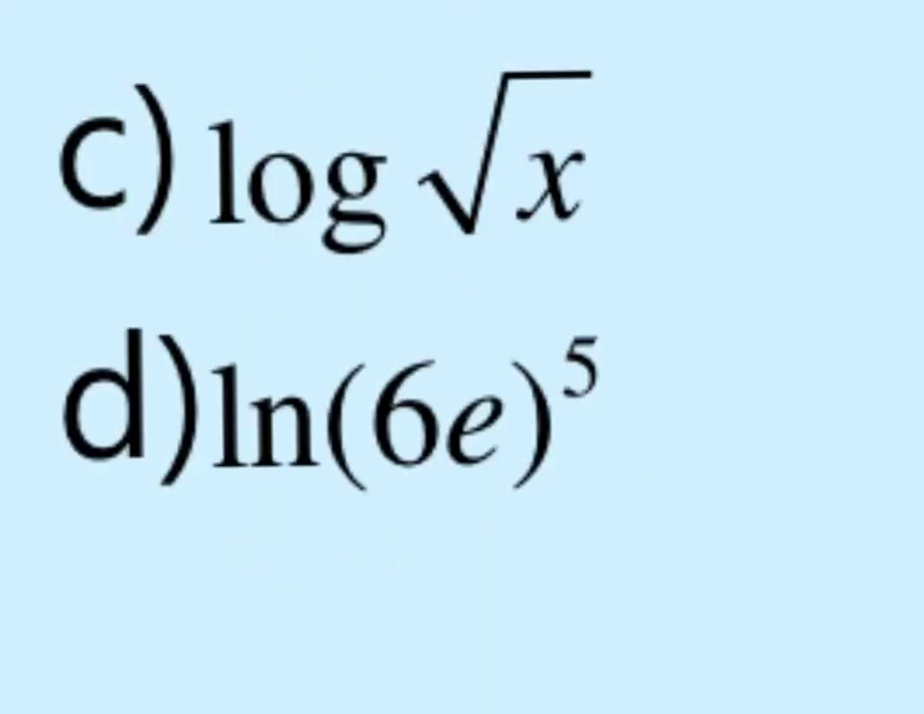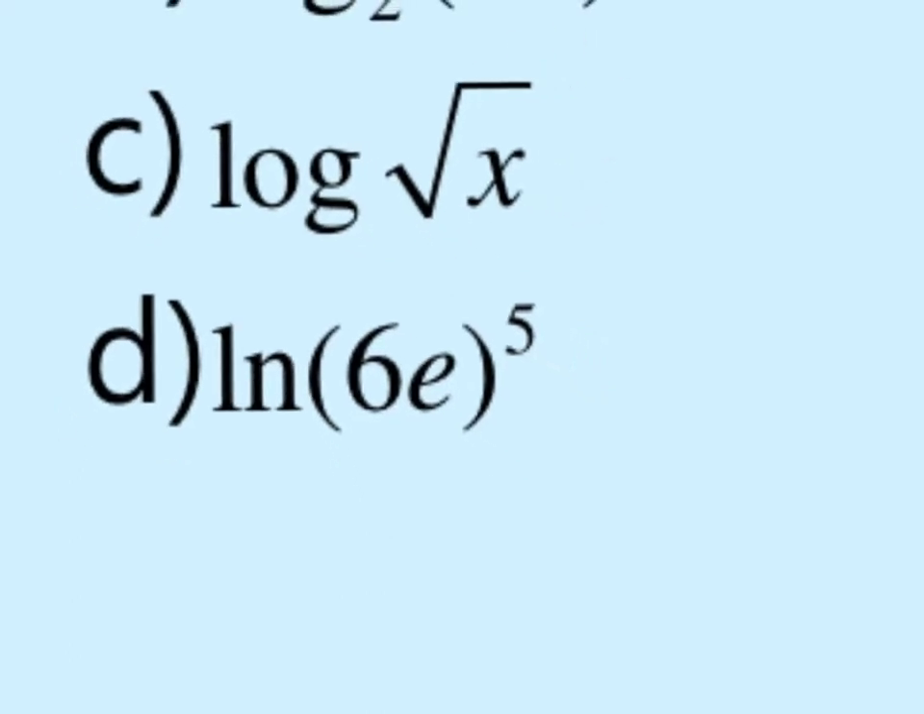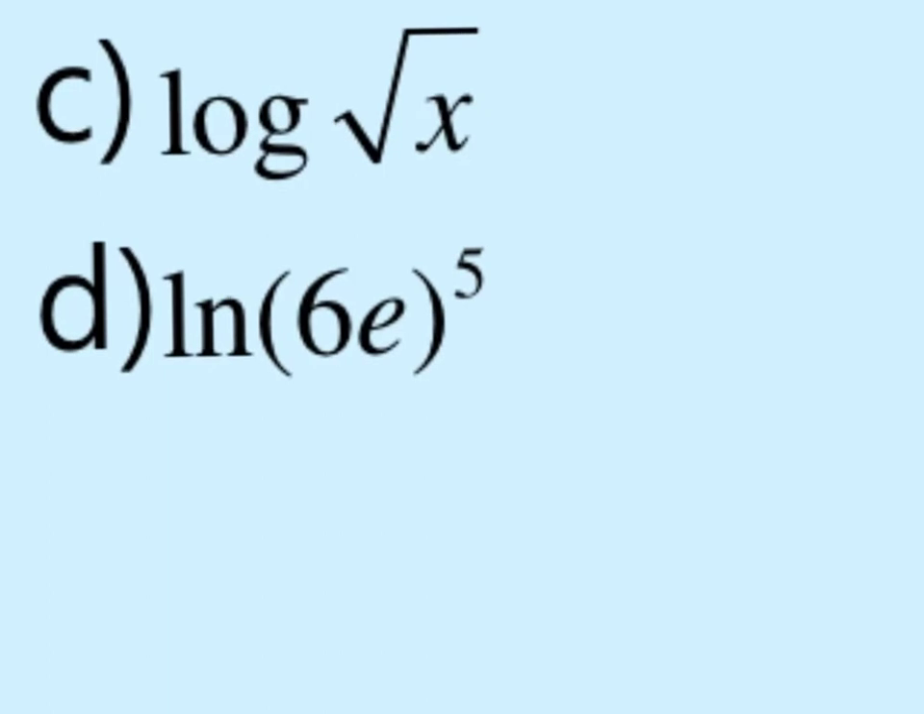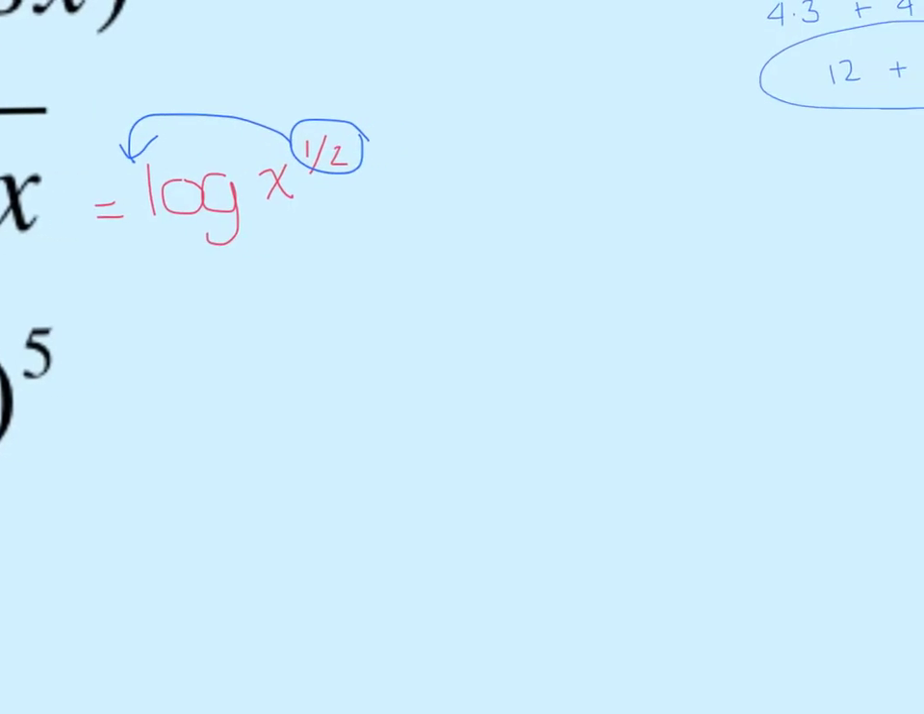In our next example, we just want to rewrite this expression with an exponent and then just pull it to the front. So that when you do that, it's going to look like this. Log x to the power of a half, and now pull that exponent to the front. So your answer is 1/2 log of x.